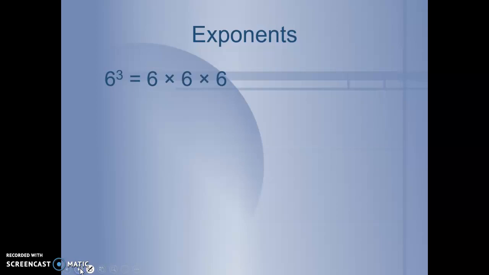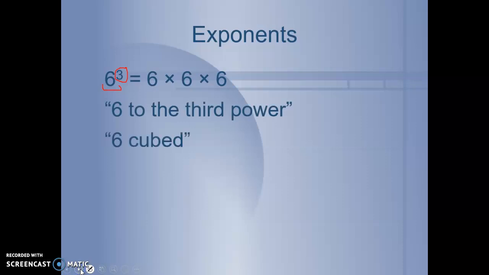As a reminder, an exponent is this small little number that tells us how many times to multiply the base. The big number is the base. The small number, the exponent, is how many times we're going to multiply it. So 6 to the third is the same as 6 times 6 times 6. That is an exponential expression. We can read that as 6 to the third power or 6 cubed.